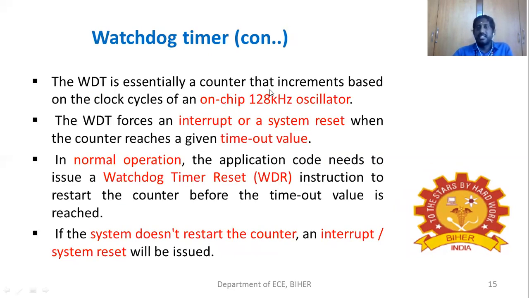The watchdog timer is essentially a counter that increments based on the clock cycles of an on-chip 128 kilohertz oscillator. We already discussed the role of a 128 kilohertz oscillator: it increments based on the clock cycles. The watchdog timer forces an interrupt or a system reset signal when the counter reaches a given timeout value. In normal operation, the application code needs to issue a watchdog timer reset signal to restart the counter before the timeout value is reached. So the timeout value is the key factor for reset.